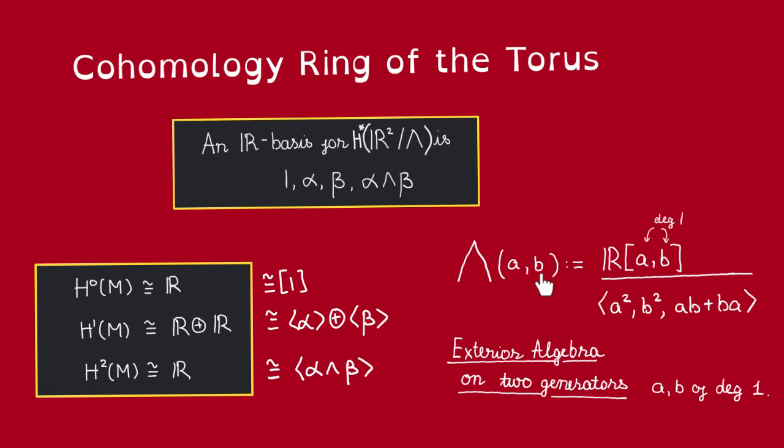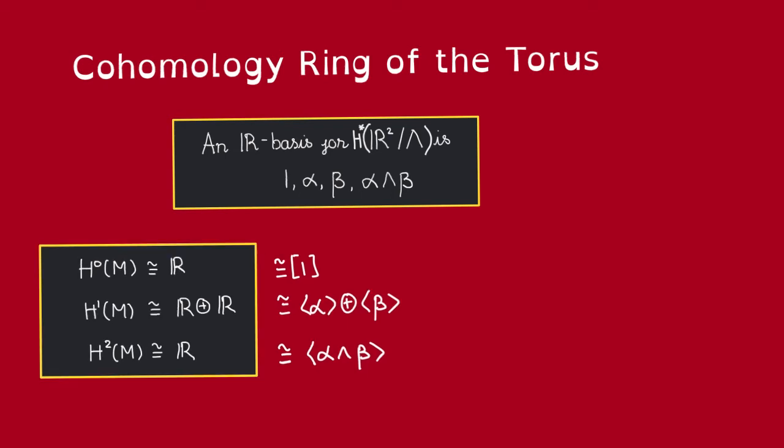Thus, this gives a description of the ring structure of the cohomology ring of the torus if we can prove that 1, alpha, beta, and alpha wedge beta indeed form an R basis for the cohomology ring. Well, in degree 0, because the torus is connected, it's going to be generated by the constant function 1. So this is done.